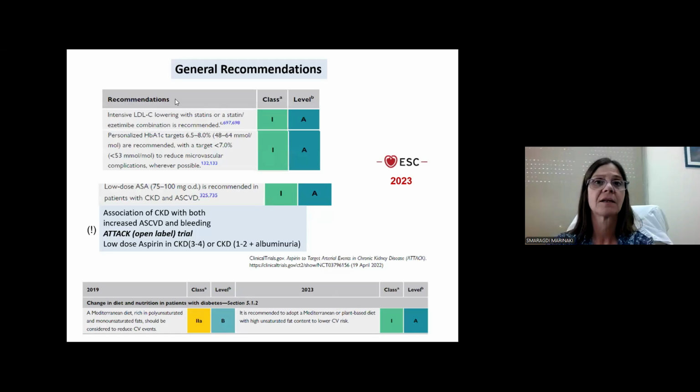Again, all these are strong recommendations to aggressively treat lipids, to have a tight glycemic control, and also low-dose aspirin is recommended in patients with CKD and atherosclerotic cardiovascular disease. Here we have to pay attention because CKD is associated with both increased atherosclerotic CVD, but also bleeding. And the ATTACK is an open-label trial that aims to assess the efficacy, but especially the safety of low-dose aspirin in all stages of CKD.